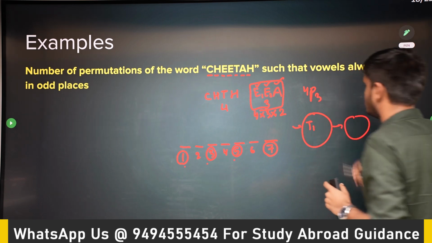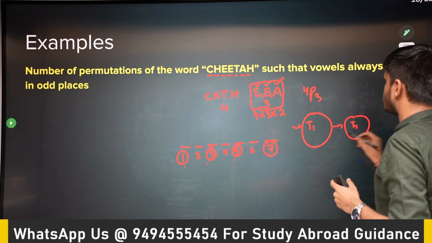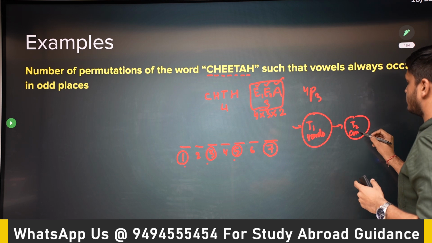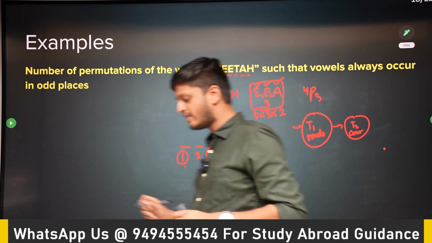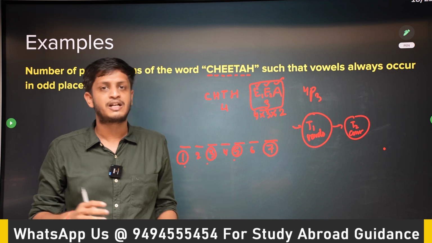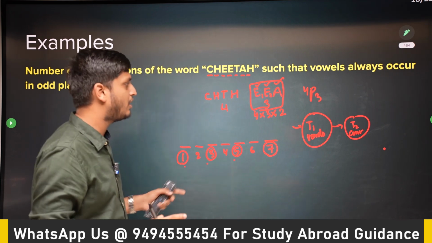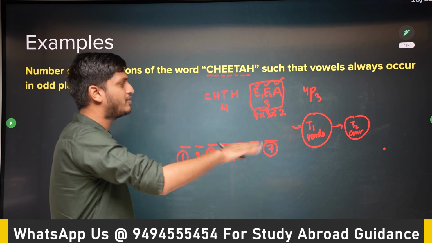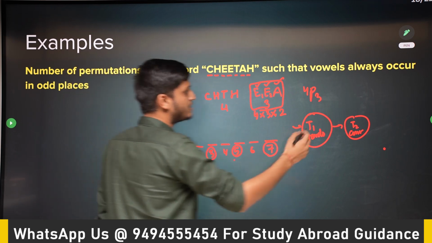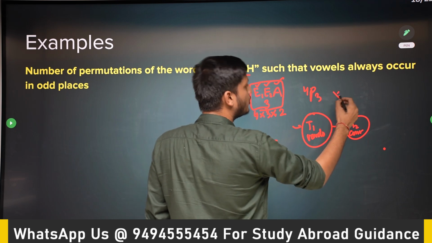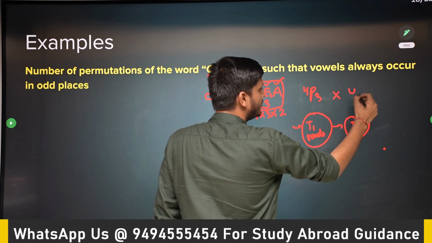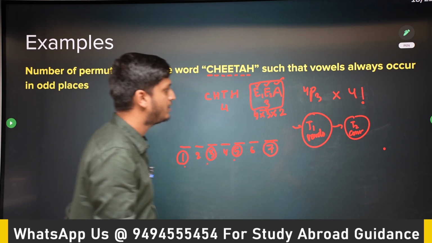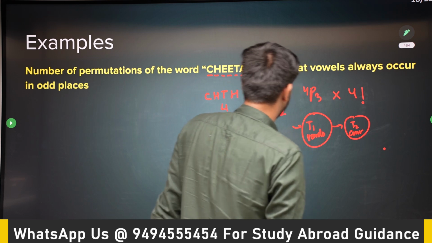Now what is the second task? Second task is arrange the consonants. So this was arranging vowels, and next is arranging consonants. Once we have arranged the vowels, the problem became simpler. How? Now we have 4 consonants and remaining 4 places, whatever, they can be anything. So to arrange 4 consonants in 4 places, 4P4 or 4 factorial, you can write anything. And yeah, that's all. This is our end.